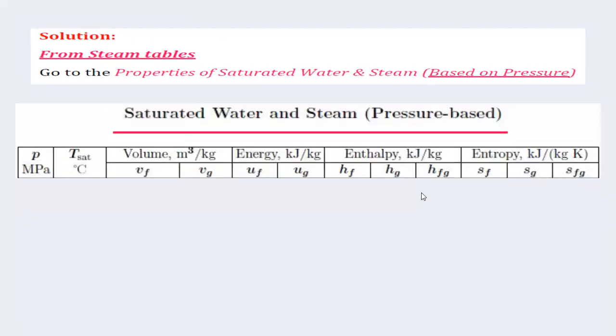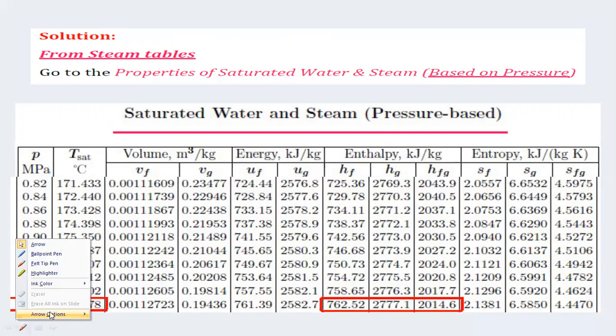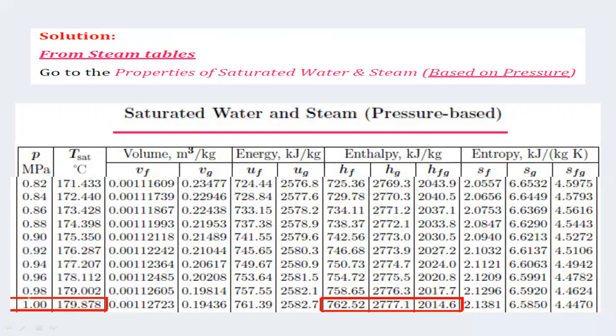So here on the pressure basis, 10 bar means it is 1 megapascal. So if you observe here at 1 megapascal, again we are extracting the value. At 1 megapascal, what is the saturation temperature? It is 179.878 degrees Celsius. Then the enthalpy properties we are extracting.